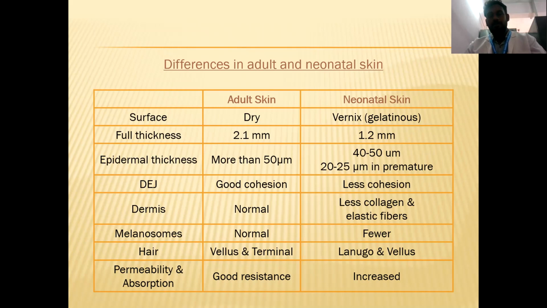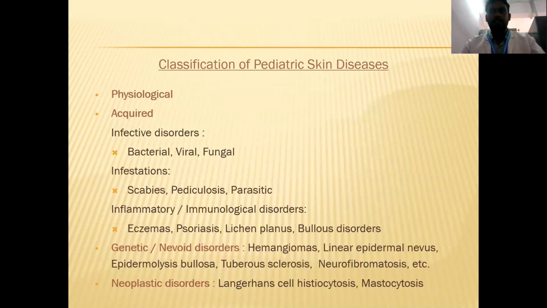Melanosomes are also normal in adult skin, whereas in neonatal skin, melanosomes will be very few. Hair will be terminal hair as well as vellus hair, whereas in neonatal skin, it will be either lanugo or vellus hairs. The permeability and absorption of different substances through the skin will be increased in neonatal skin, whereas adult skin provides good resistance as well as a barrier for the absorption of external substances.